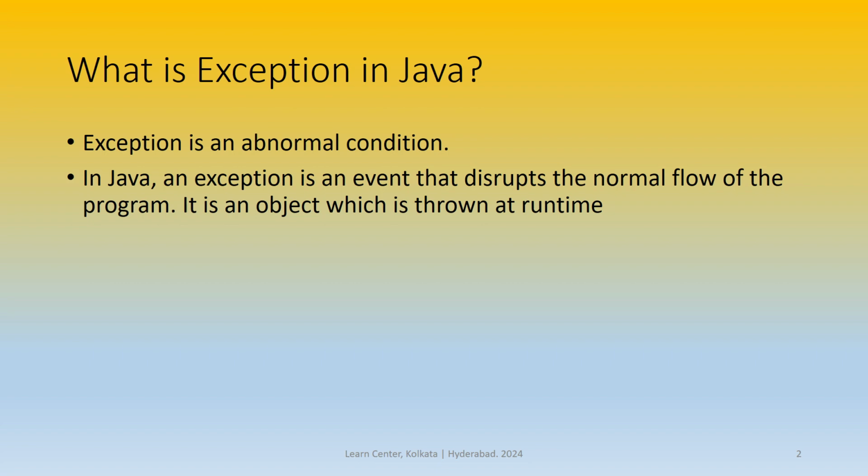See, what is an exception in Java? An exception is an abnormal condition. An exception is an event that disrupts the normal flow of the program. It is an object which is thrown at runtime.